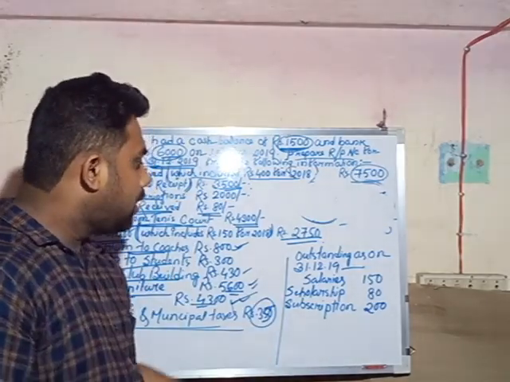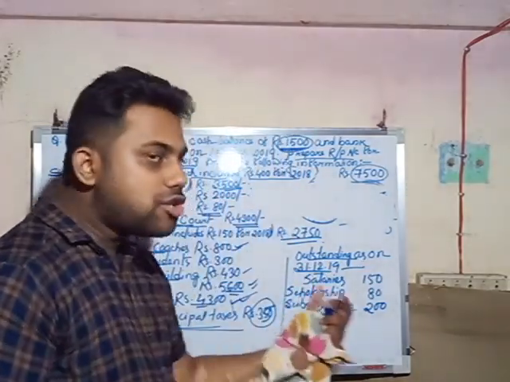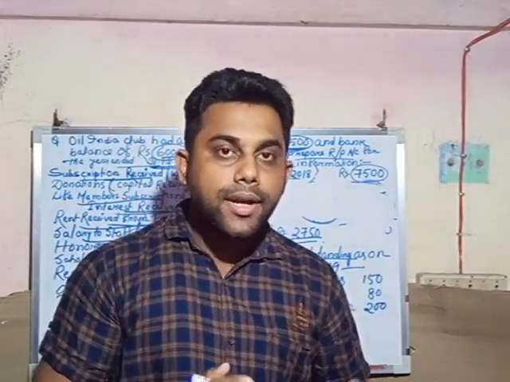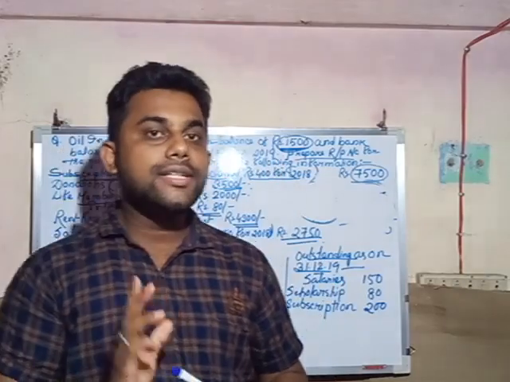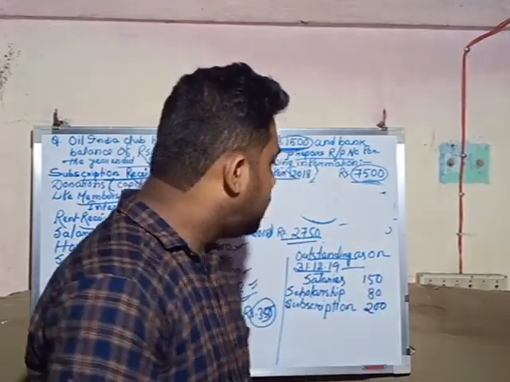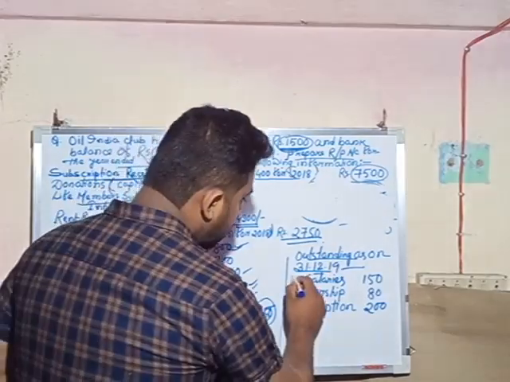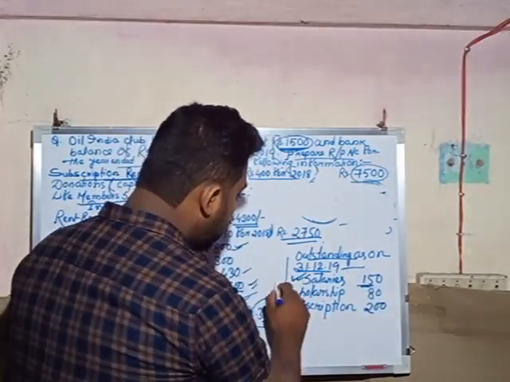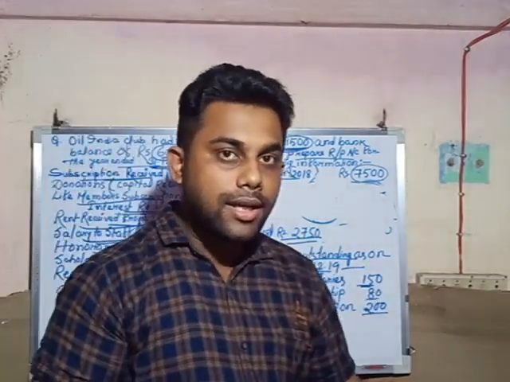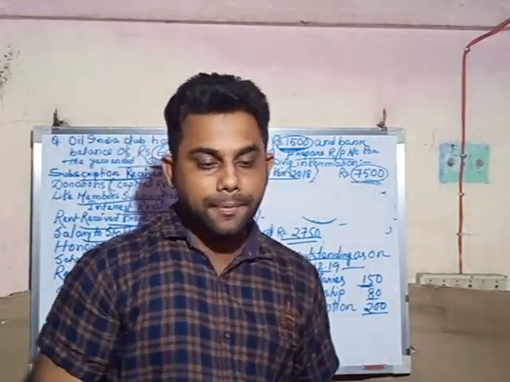Another item is outstanding as on 31st December 2019. That means outstanding at the end of the year. If we remember the features of the receipts and payment account, the last feature is that the receipts and payment account does not consider any outstanding items or any prepaid items. So this will not come in the receipts and payment account, but the information is given here: outstanding salary is rupees 150, scholarship rupees 80, and subscription rupees 200. The receipts and payment account does not consider any outstanding or prepaid items, so it will not come in the receipts and payment account, but you have to write that in your notebook.